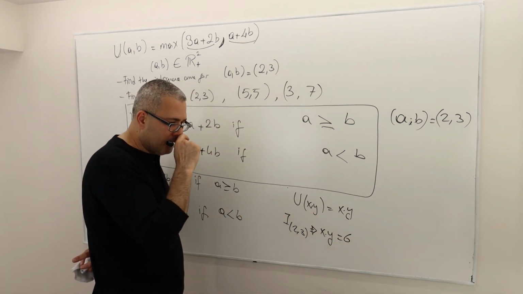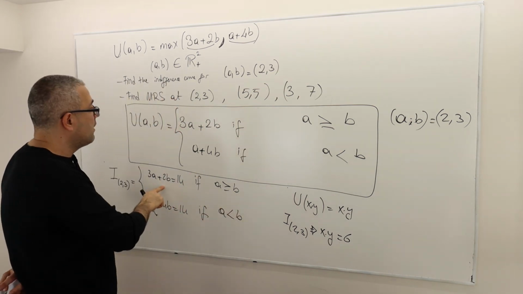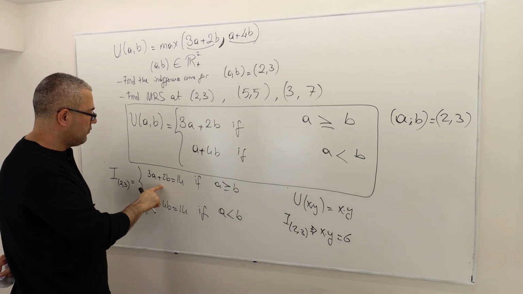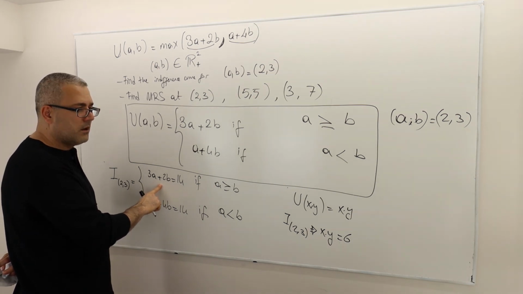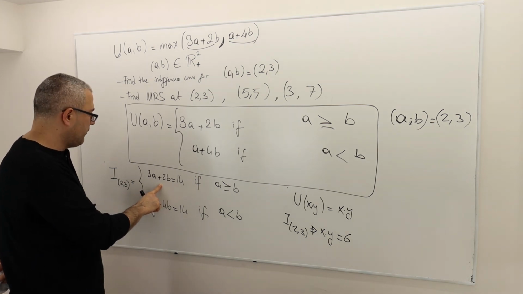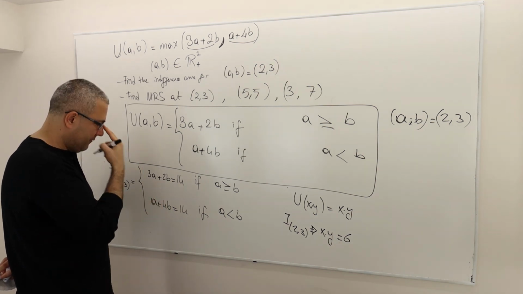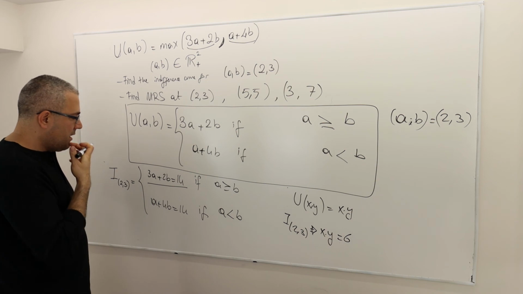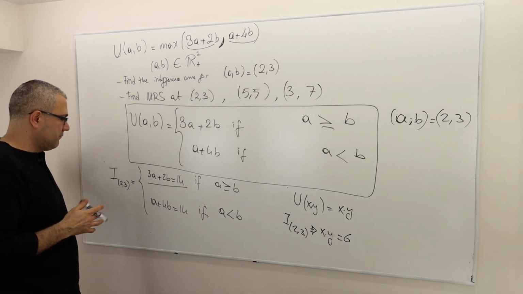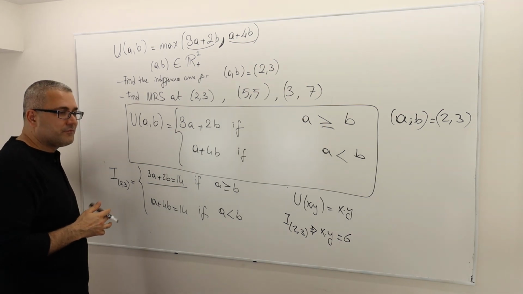Excuse me, sir. Go ahead. The first line, 3a plus 2b at (2, 3), isn't that equal to 12? This one? Yes. For a equals 2, b equals 3? Sorry, for that line, at (2, 3), isn't that equal to 12 instead of 14? Okay, very good. Yes, it is.